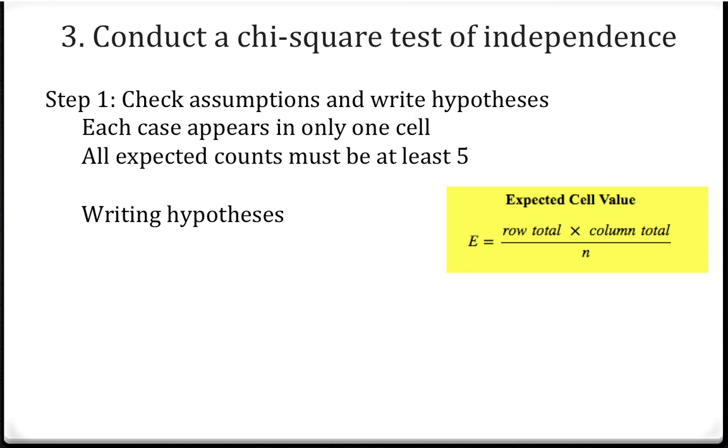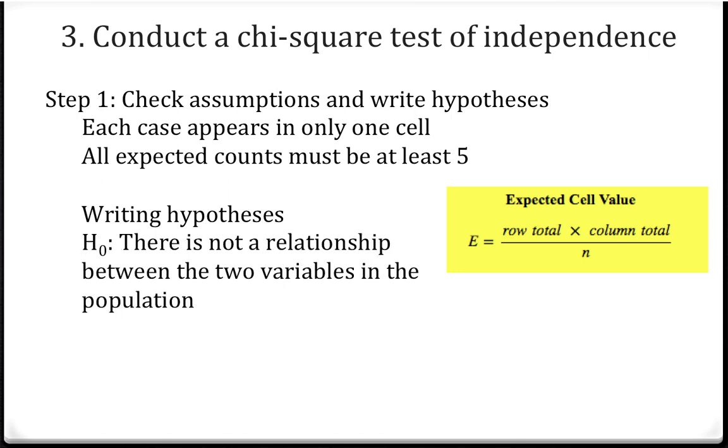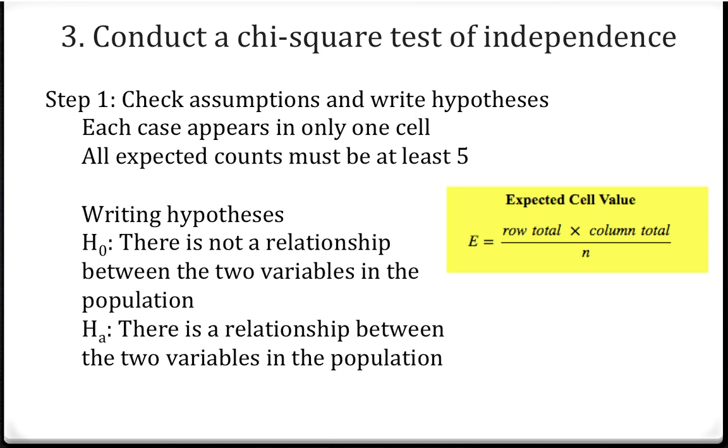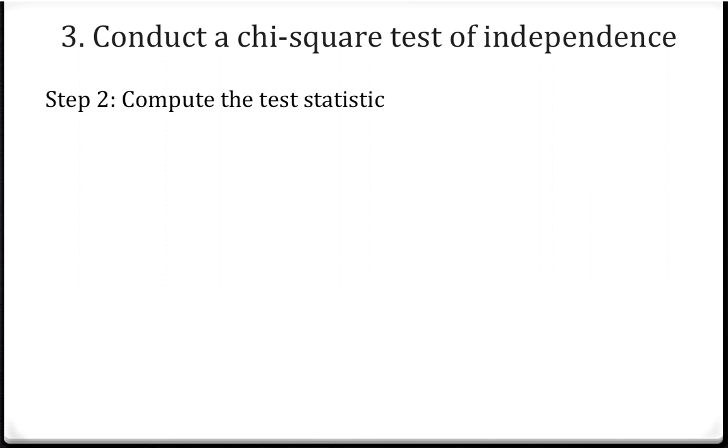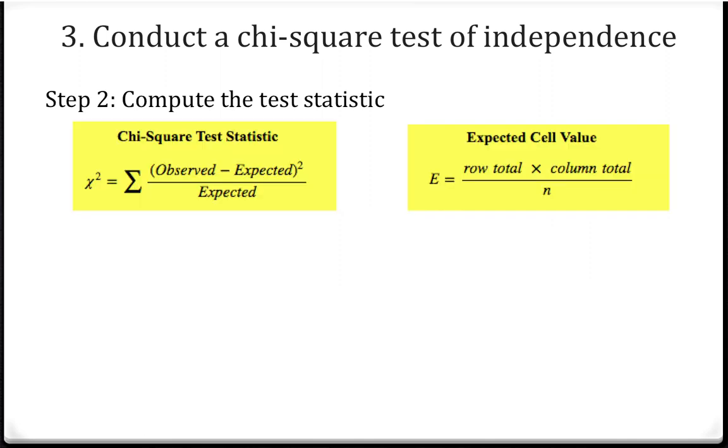When writing hypotheses, the null hypothesis is that there is not a relationship between the 2 variables in the population. The alternative is that there is a relationship between the 2 variables in the population. Step 2, compute the test statistic. These are the formulas that we're going to be using. The chi-square test statistic formula is the same one that we saw with the goodness of fit test, and the expected cell value formula is the one that we just saw in step 1.